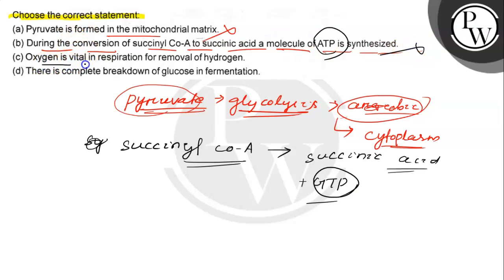Then C is given that oxygen is vital in respiration for the removal of hydrogen. So let's see. Oxygen sits at the end of the electron transport chain system. In the electron transport chain, the electron is transported from one part to another, and in the last part, O2 is the ultimate electron acceptor.